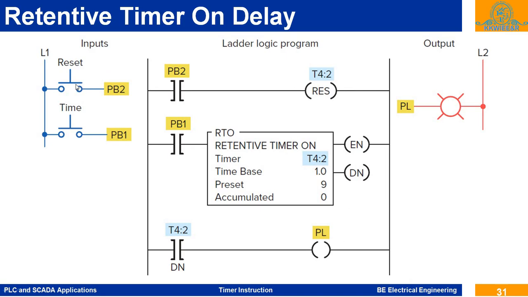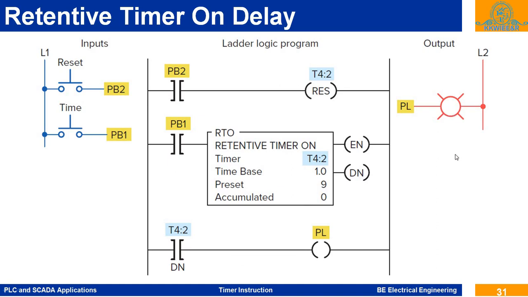When we press this reset push button, this instruction is true. When this instruction is true, it will reset the accumulator, the done bit, and the TT bit for this T4:2 timer. Okay, means after 9 seconds, this done bit is set.